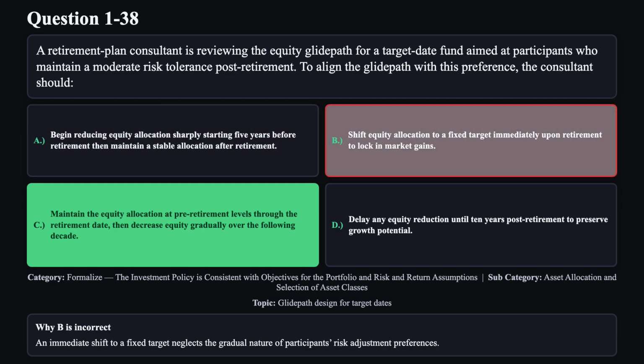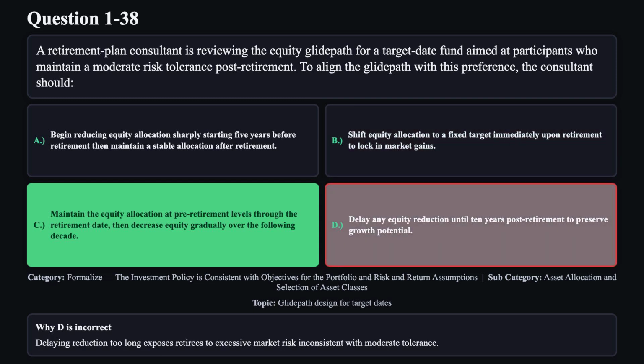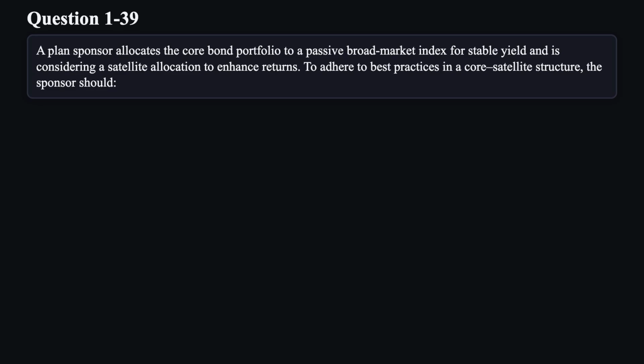Reason B is not correct. An immediate shift to a fixed target neglects the gradual nature of participants' risk adjustment preferences. Reason D is not correct. Delaying reduction too long exposes retirees to excessive market risk inconsistent with moderate tolerance. Question 39.